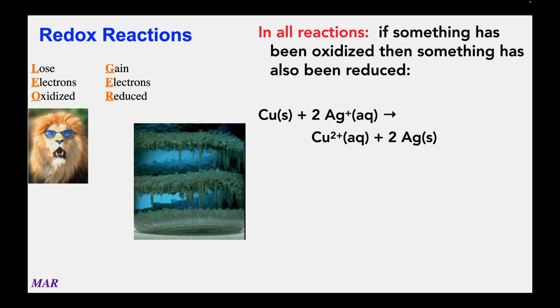And a blue color pops in. Blue is often the color that's associated with a copper 2 plus ion. So this is an example of a redox reaction. And if you have a redox reaction, something has oxidized and something is reduced at the same time. You can't have just one part being oxidized and one being reduced. They have to be done at the same time.